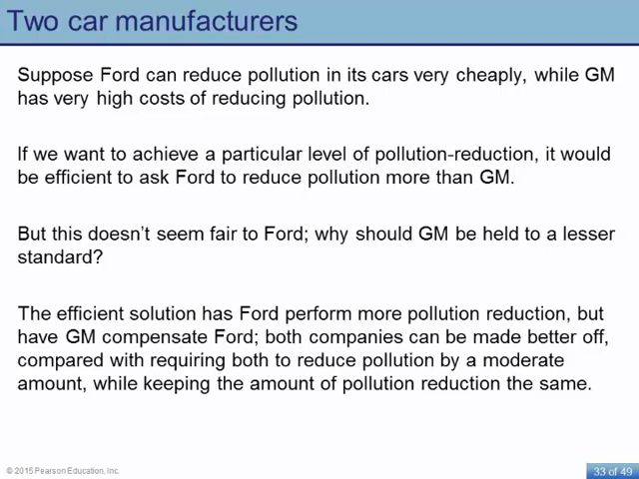But would it be fair? No, because the government would be penalizing Ford by holding them to a higher standard than GM. So not only would it be efficient to have Ford lower its pollution by a larger amount than GM, but GM should also have to compensate Ford as well in order to offset GM's smaller pollution reduction levels. This results in both companies ending up better off by reducing different levels of pollution than they would have been if they were required to reduce pollution by the same amount.